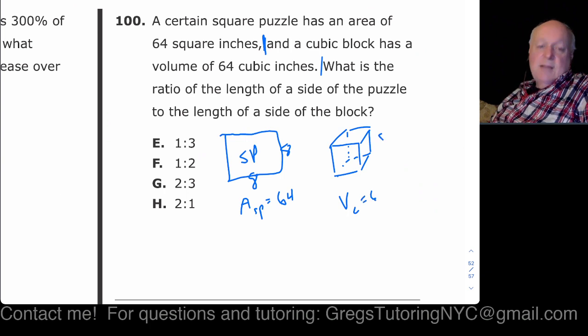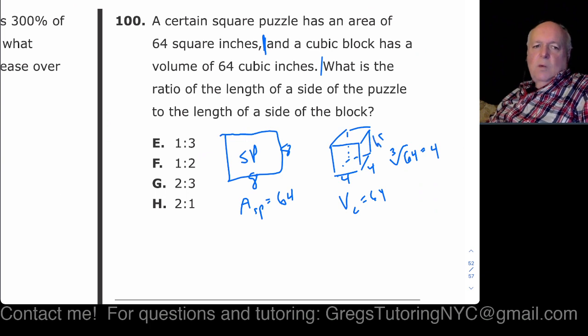So you should know that the cube root of 64, with a little 3 there, is going to be 4, because 4 times 4 is 16, and 16 times 4 is 64. So that means the so-called length in the front is 4, the so-called width on the side here is 4, and the so-called height over here is 4.